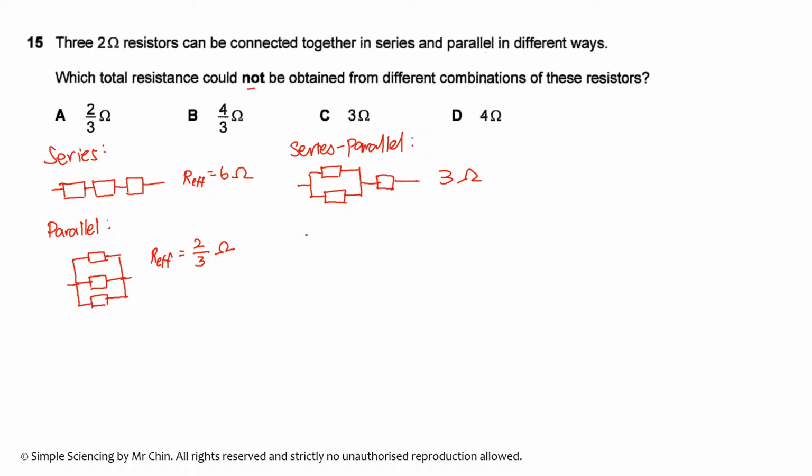Another case for series-parallel is like this, whereby there's a series inside the parallel. Calculate this and you'll get 4/3 ohms. So from all these combinations, you can find 2/3 ohms here, a 3 ohm here, and a 4/3 ohm here. So which one could not be obtained from the different combinations? The 4 ohm. It is not possible for you to find 4 ohms of resistance from the combinations.